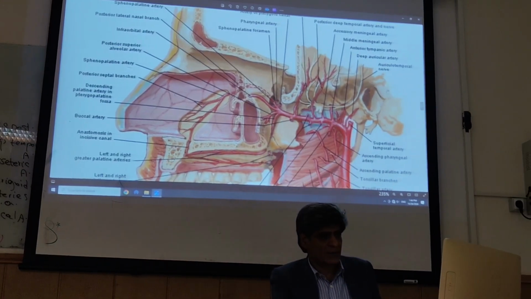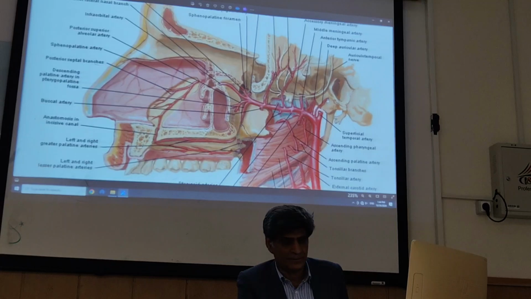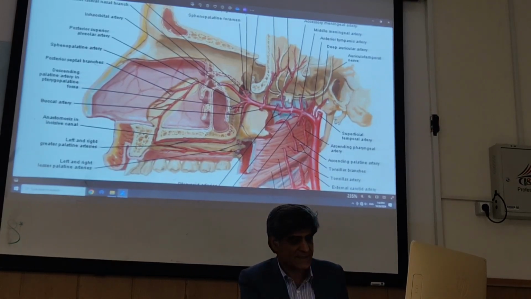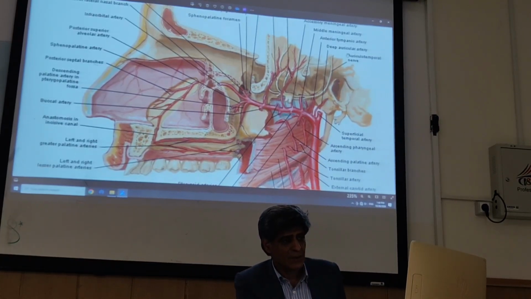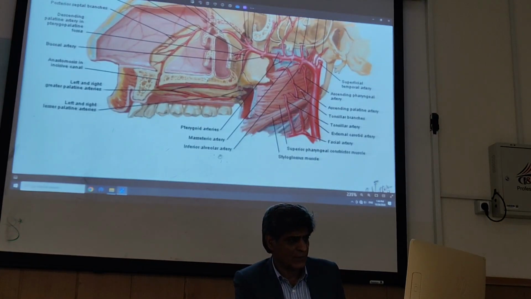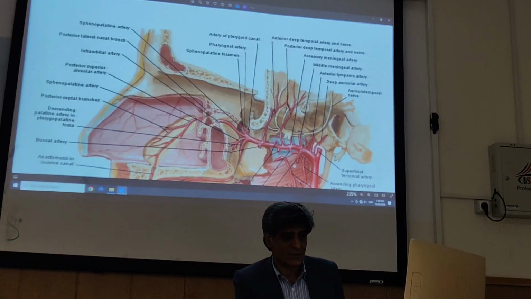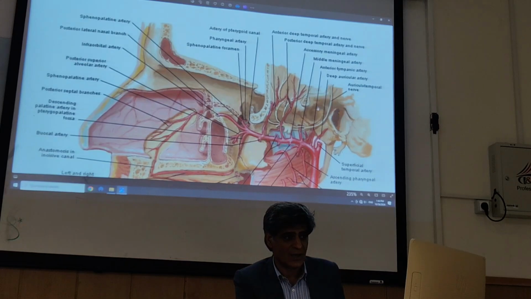Deep auricular artery, anterior tympanic artery, middle meningeal artery, inferior alveolar artery, and accessory meningeal artery are all branches from the first part of the maxillary artery. Attention, a very, very important branch: the middle meningeal artery.